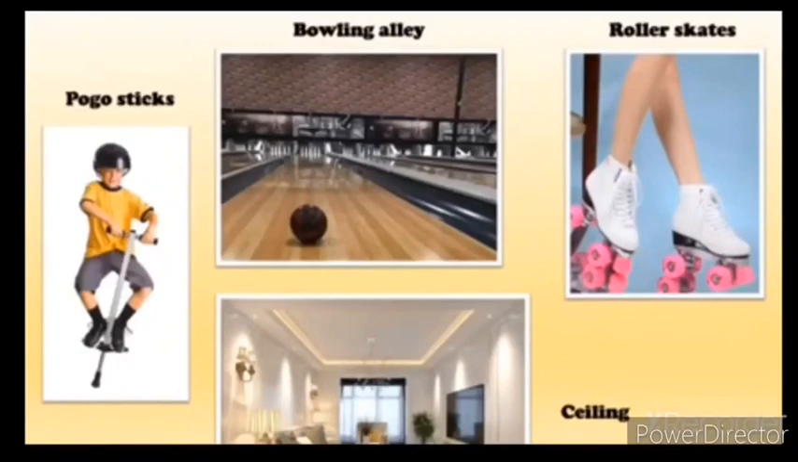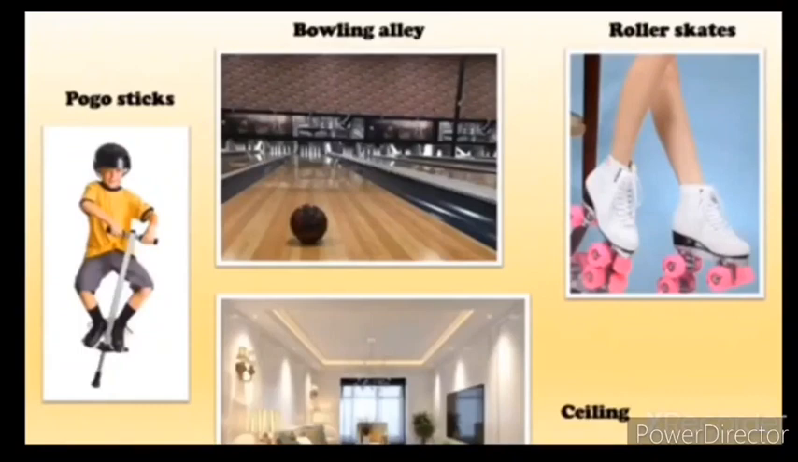What is meant by bowling alley? It means a long narrow area for bowling. You understand if you look at the picture. Next, roller skates. You know already. Then ceiling. Ceiling means the top surface of the inside of your room. So when they take a shower, your ceilings will leak. So that means the top surface of the inside of your room will leak when they take a shower. This is the meaning of new words. I hope you will understand.